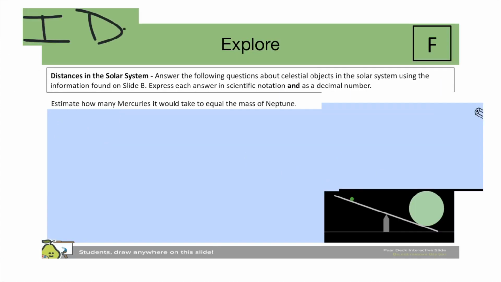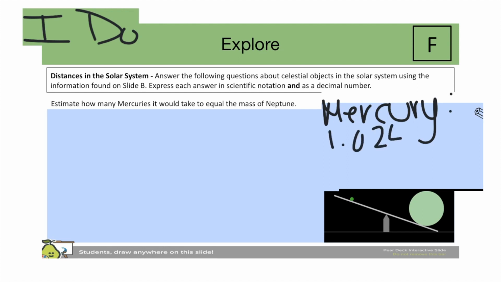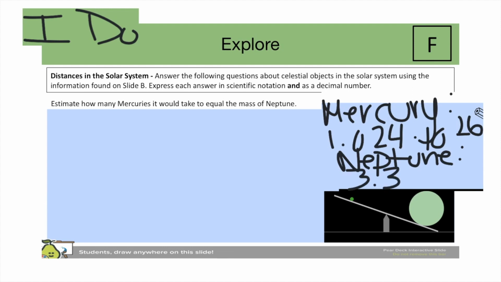For this part of the Explore, you can also designate it as an I do, and you should give students the mass of Mercury, which is 1.024 times 10 to the 26th power, and the mass of Neptune, which is 3.3 times 10 to the 23rd power.